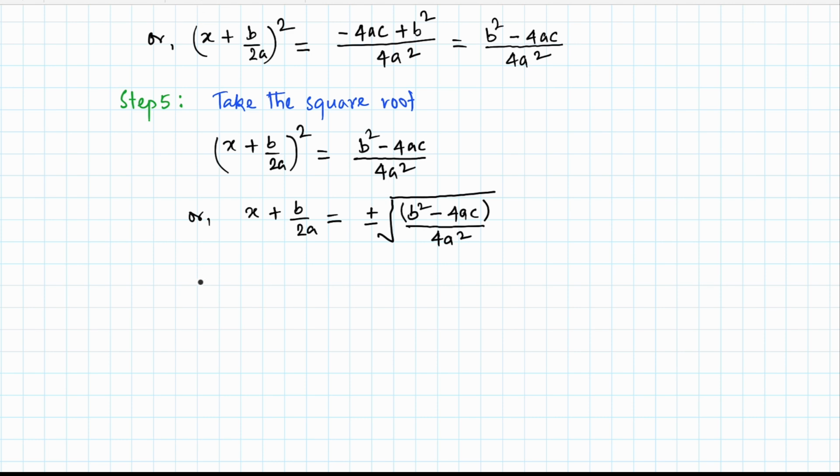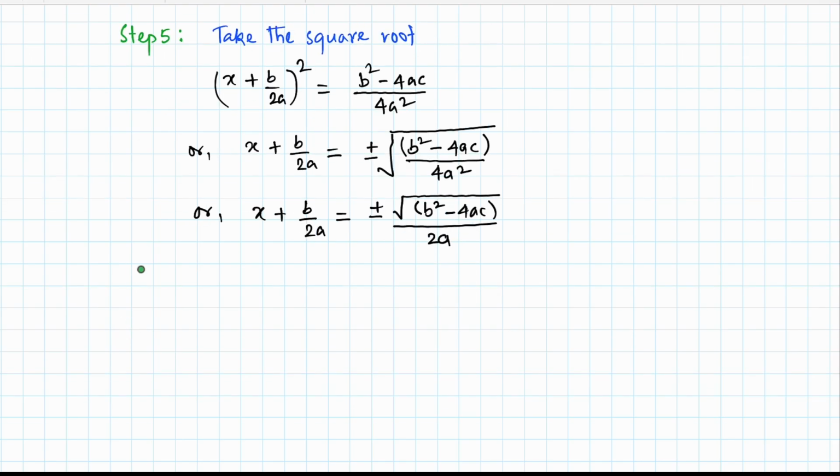So now simplifying this term, (x + b/2a) equals plus or minus root over (b² − 4ac) in the numerator and denominator. We are again getting 4a² as 2a. So the square of 2a is 4a², and the square root of 4a² is 2a.